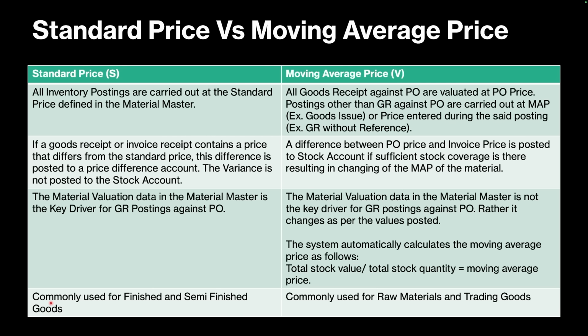So you can see here the standard price is commonly used for finished and semi-finished goods. The moving average price is commonly used for raw materials and trading goods. Whatever material you are purchasing from outside, generally you keep the price control as moving average price. Whatever material you will be producing in-house, generally you will keep the price control for such material at standard price.